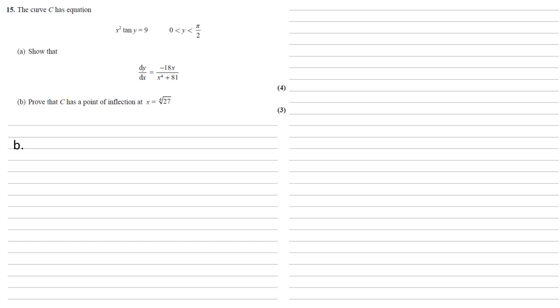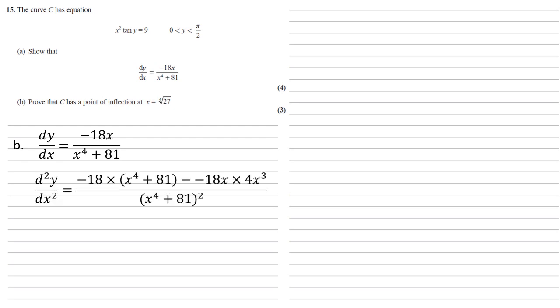For part B, we need to prove that C has a point of inflection at x equals the fourth root of 27. So we're dealing with points of inflection, we need to find the double derivative. dy by dx we've already got is minus 18x over x to the 4 plus 81. We're going to differentiate this again using our rules of differentiating fractions. So we'll end up with this here.